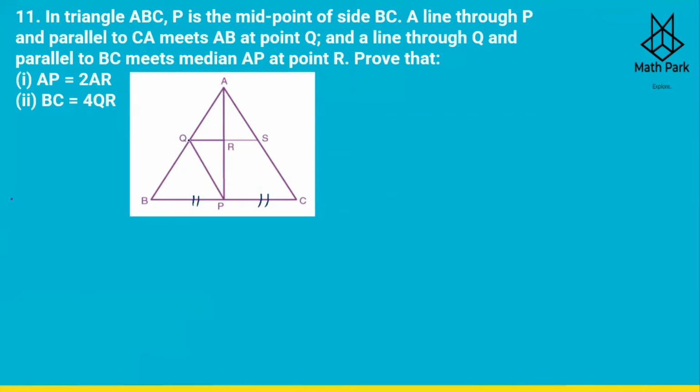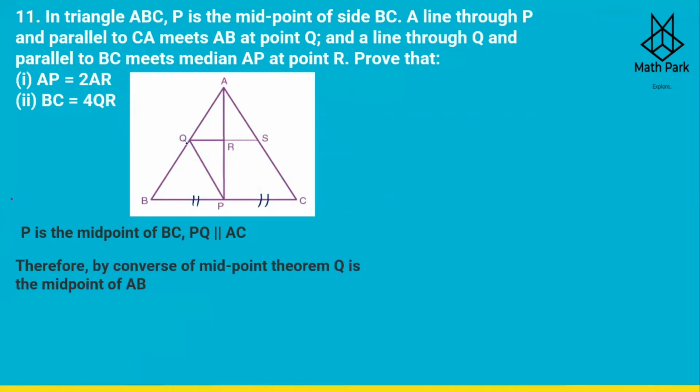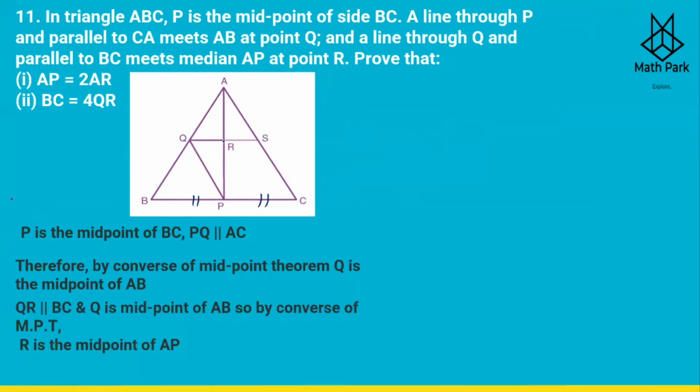It is quite easy, since PQ is parallel to AC. Therefore, by the converse of the midpoint theorem, you get Q is the midpoint of AB. Now, Q is the midpoint and QR is parallel to BC, so you get R is the midpoint, since a line drawn through the midpoint of one side parallel to another bisects the third side. So R is the midpoint of AP, and you get AP is equal to 2AR.